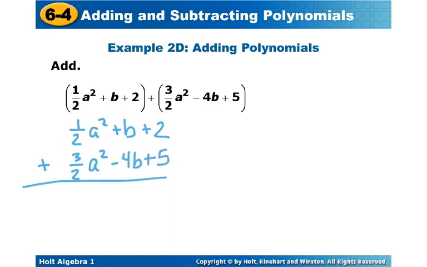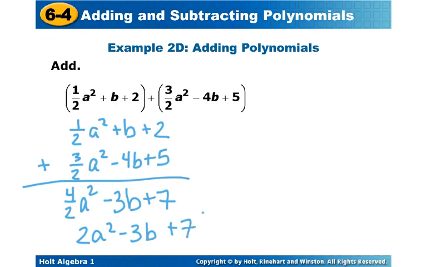Alright, so now I'm just going to add straight down. So 2 plus 5 is 7, and it's positive. B minus 4b, so that's negative 3b. And then I have 1/2 plus 3/2. So remember, fractions, you need common denominators, which I have. So 1 plus 3 just gives me 4/2 a squared. And then looking at it, I know I can simplify 4/2, so that becomes 2a squared minus 3b plus 7. And there's your final answer.